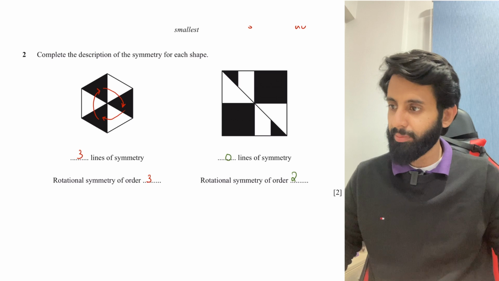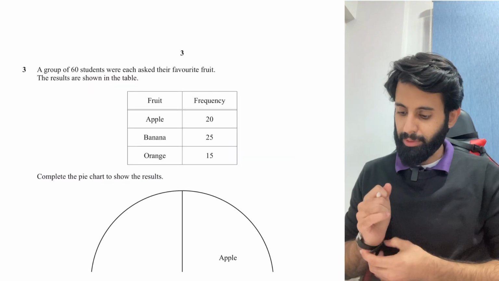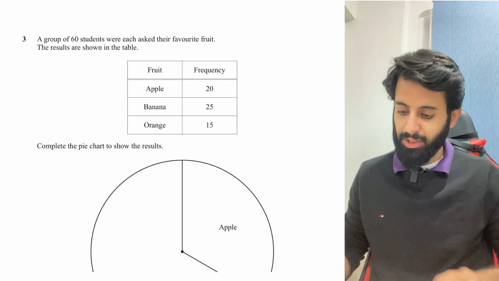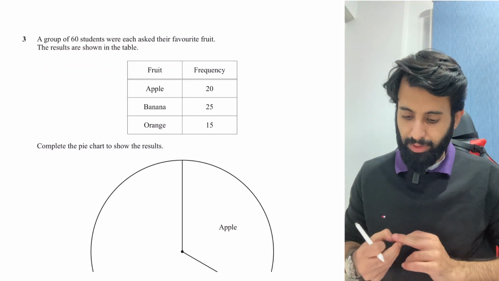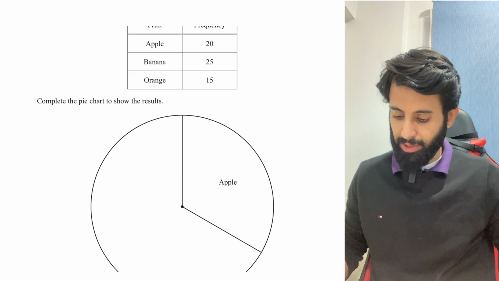There you go. Okay, now we're on question number 3. So let's see what it says. It says a group of 60 students were each asked their favorite fruit. The results are shown in the table. Complete the pie chart to show the results.